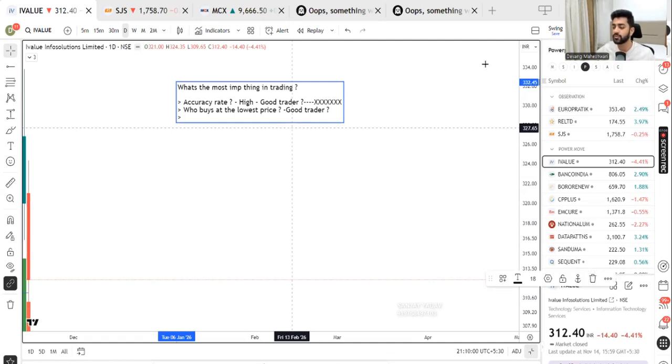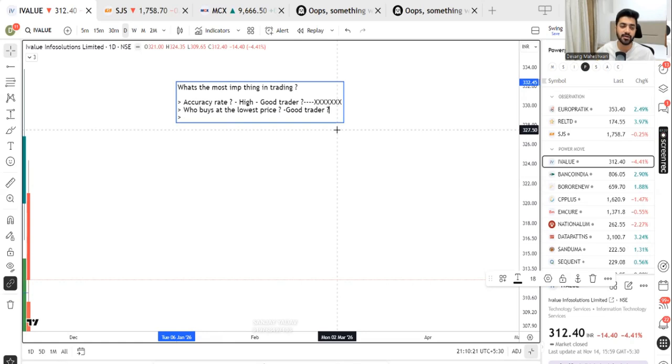Gaurav says risk reward with position size matters. Buying at the right time is important. Avinash says a lower price setup is of no use. And then exiting at the right time, it's about right entry and right exit. Correct. So who buys at the lowest is of no use.